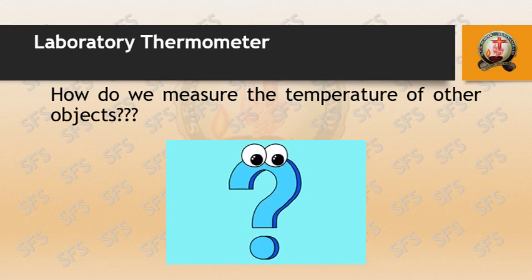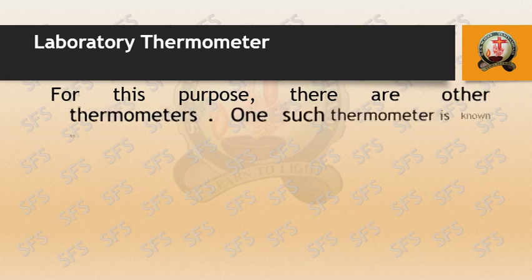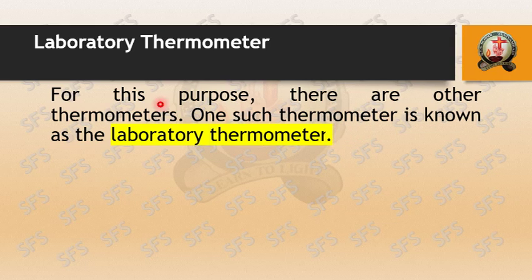In the previous class we came to know how to measure the body temperature. Now in this class let's find out how to measure the temperature of other objects. It can be any object. We measure the temperature of other objects using a special thermometer. For this purpose there are other thermometers, and one such thermometer is known as the laboratory thermometer.